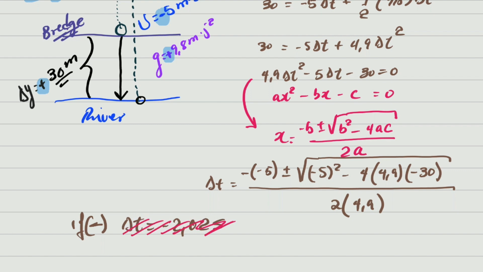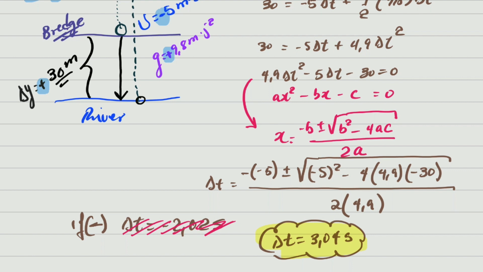And the other answer, when you substitute a positive, is going to be equal to 3.04 seconds. Please check the calculation and let me know if there is a mistake. I hope there is none. But sometimes the calculations are tricky when you are making a video. So that is the first question.